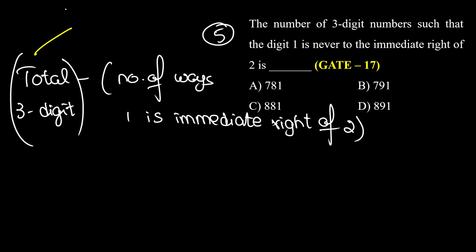Sir, you said a 3-digit number starts from 100 and ends with 999, so you are saying 899. Okay, what is the 0 to 9 count? From 0 to 9, how many digits will be there? 10, not 9. It is actually 900. 100 is also counted.